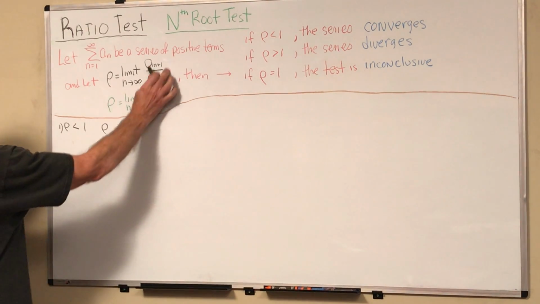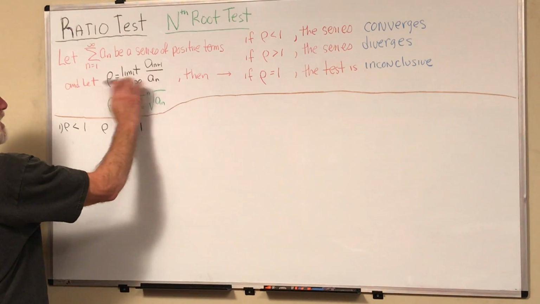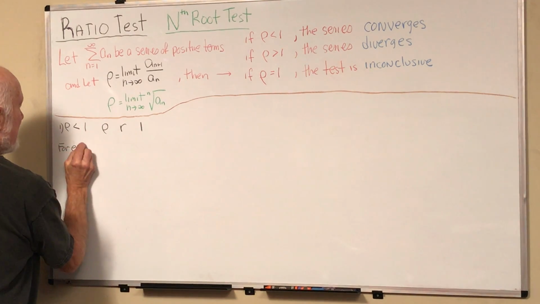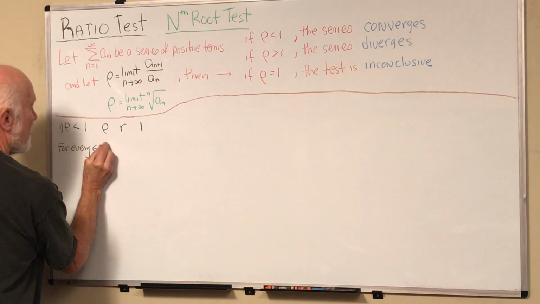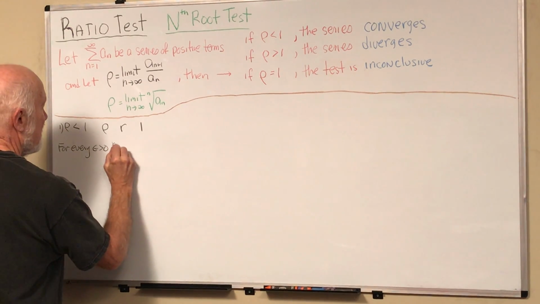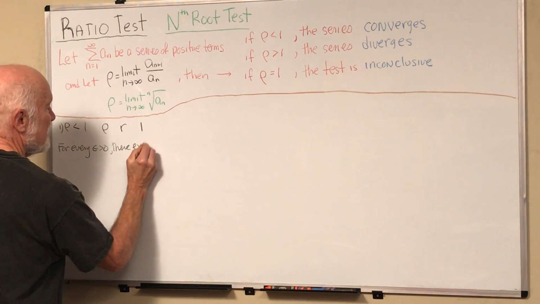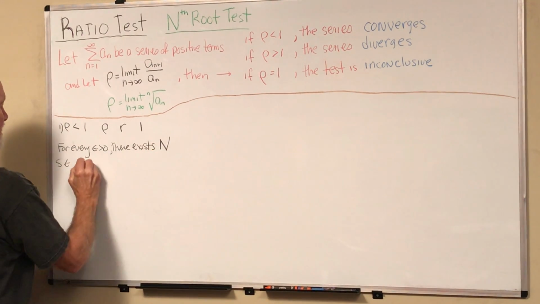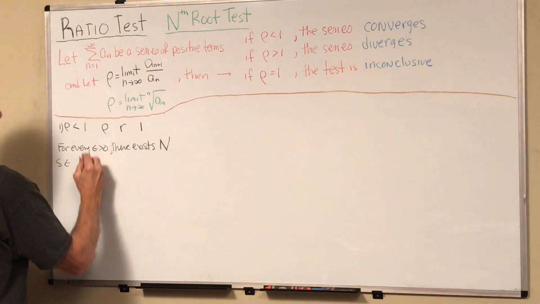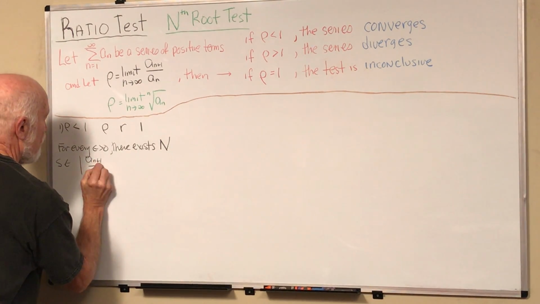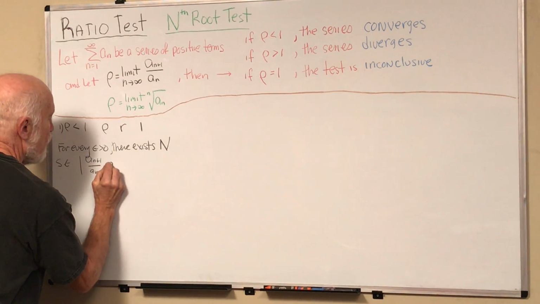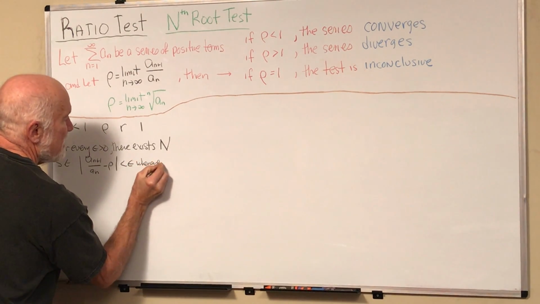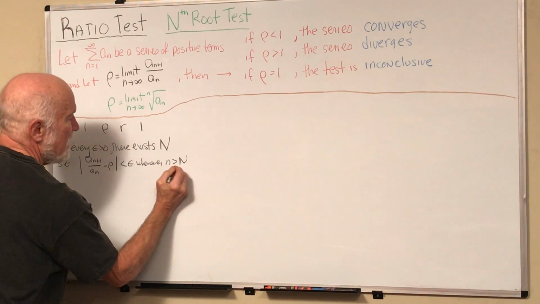Now we have to go to this limit. We know if this rho equals this limit, then for every epsilon greater than 0, no matter how small, there exists a value N such that the difference between a sub n plus 1 over a sub n and rho is less than epsilon whenever n is greater than N.